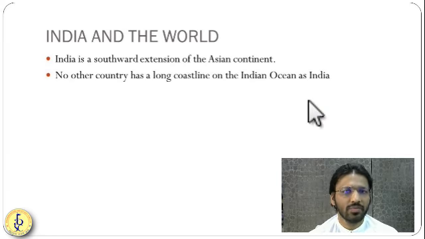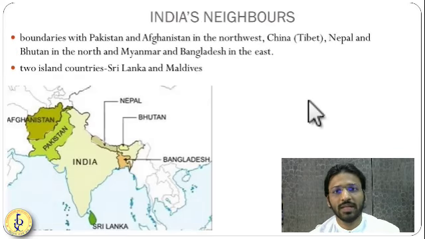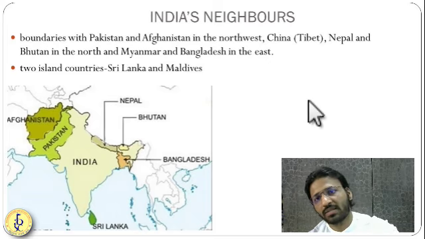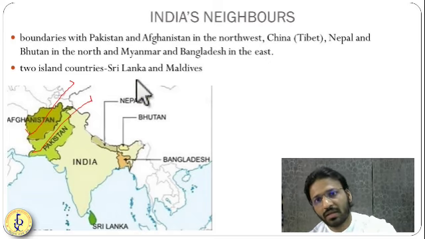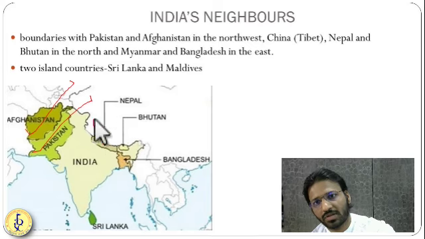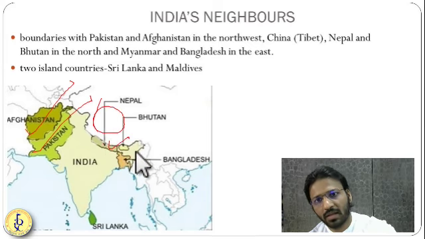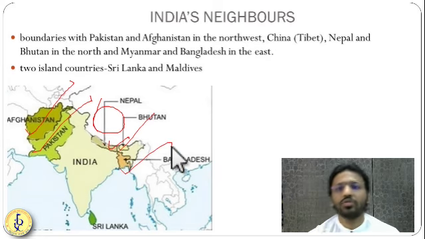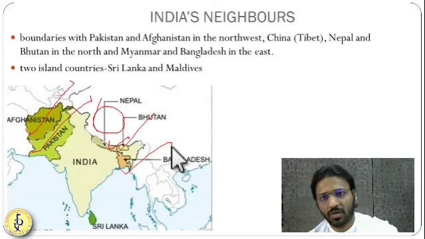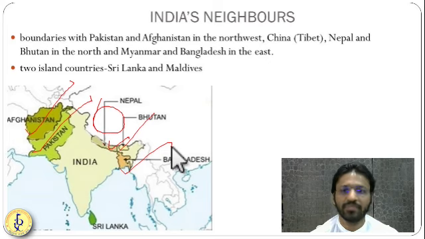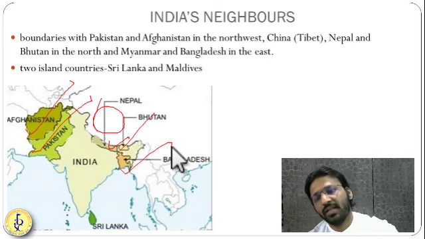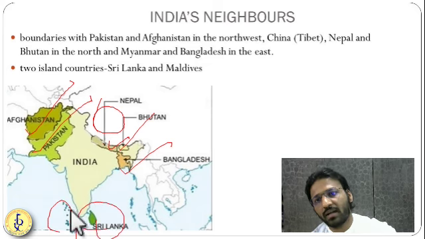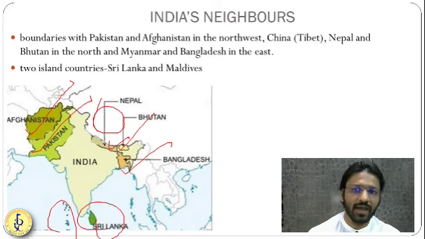In terms of the world, India has various neighbors. We have island neighbors in the Indian Ocean and territorial neighbors. We know all their names. Our neighbors are Afghanistan, Pakistan, China, we can say Tibet, Nepal, small Bhutan, Bangladesh, and Myanmar. The island countries in the Indian Ocean are Sri Lanka and Maldives. This also we have seen.